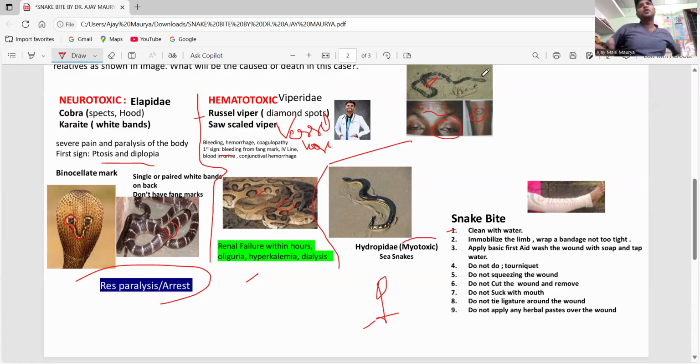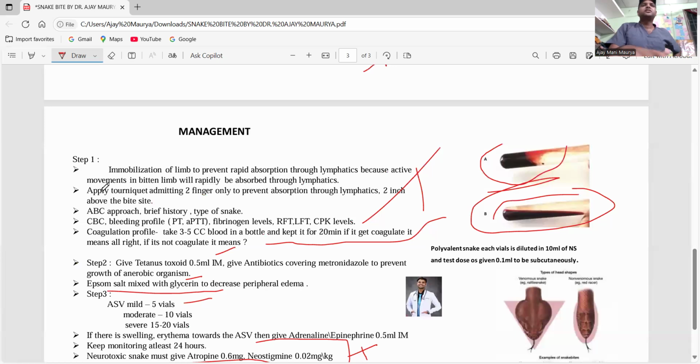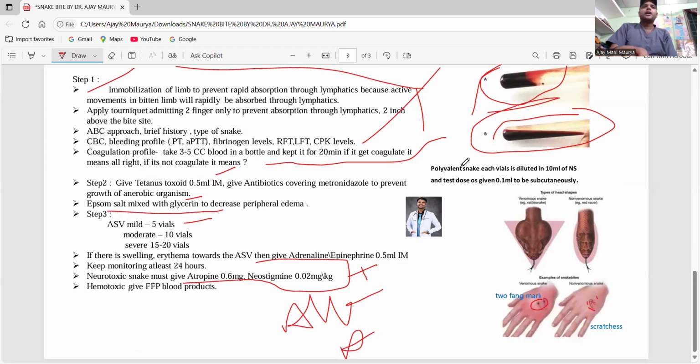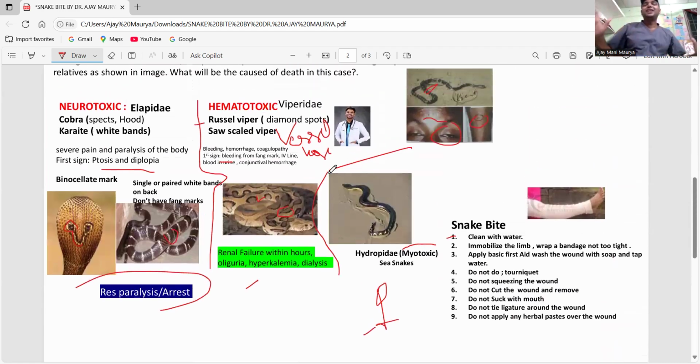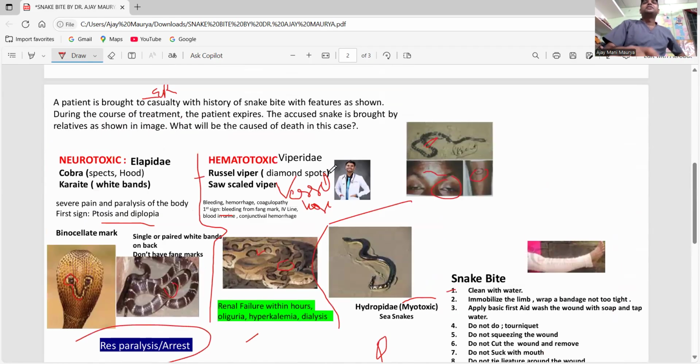So that's how they are going to ask the questions. They are also going to ask why we have to wrap a bandage, not too tightly. They are going to ask questions from the 20 minutes coagulation test. If the patient is allergic to the ASV, then what do you have to give? Adrenaline or hydrocortisone. They may also ask why we use atropine and neostigmine. So guys, in the exam they are going to ask very, very simple questions.